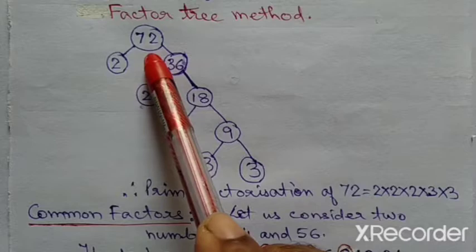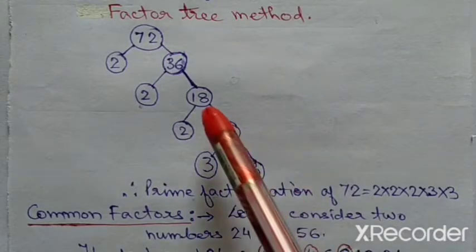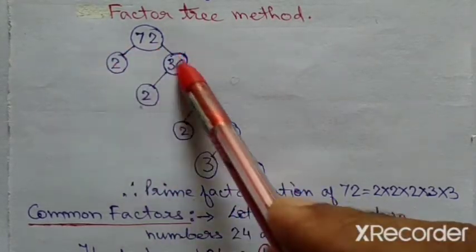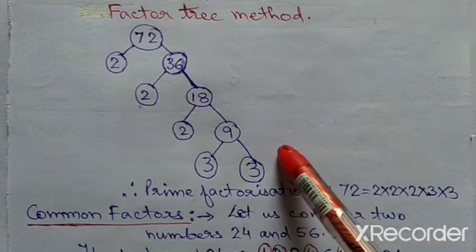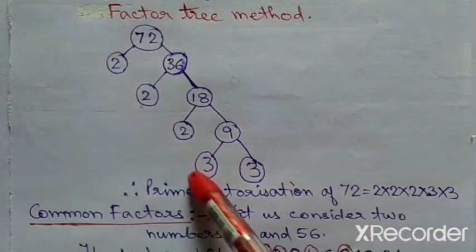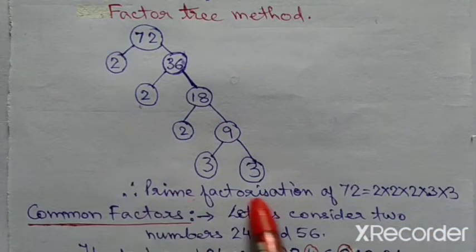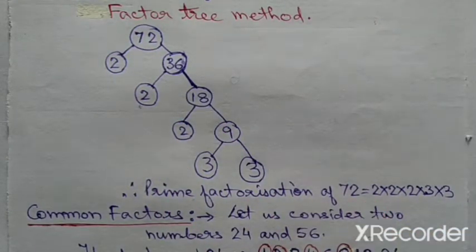Okay, starting from 72, and these are small branches. Just look here, all small branches are there. That is why it is looking like a tree. So that is why it is called factor tree method. Okay, so same answer, children, you will get the same answer. So no difference is there, children.